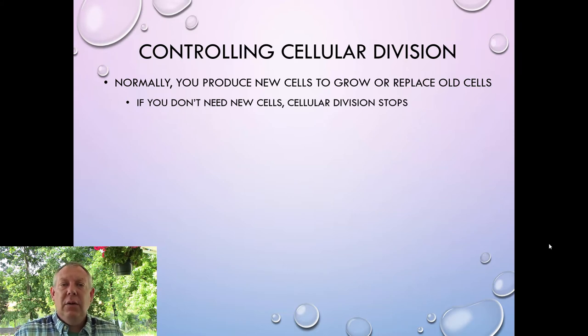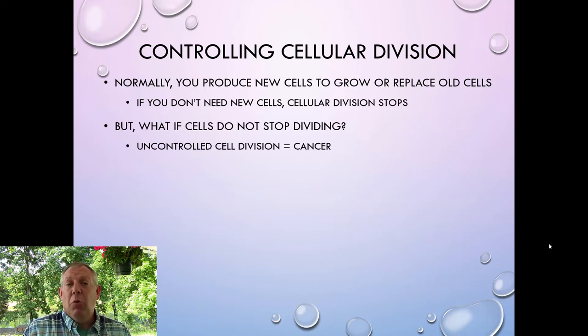But if you don't need new cells, then the cell division stops, right? And so once the cells grow and they've got something called contact inhibition, where there's plenty of good functioning cells, they don't need to divide, then they don't divide. They just get hung up in G1 or G2 phase.